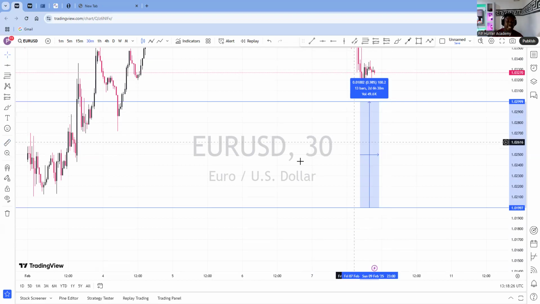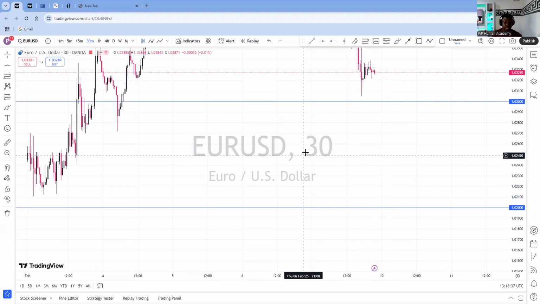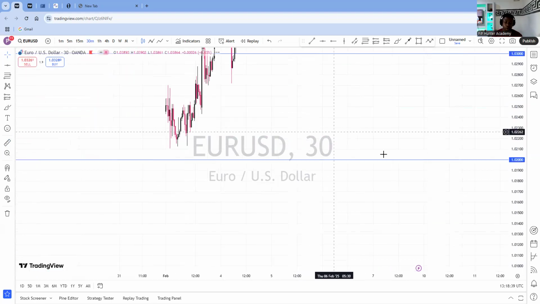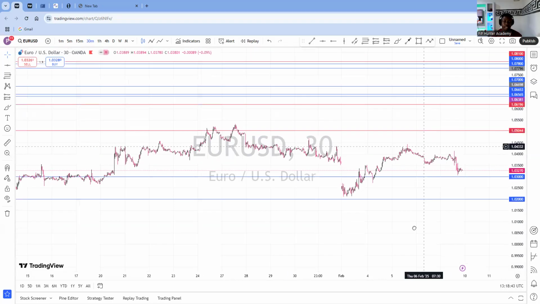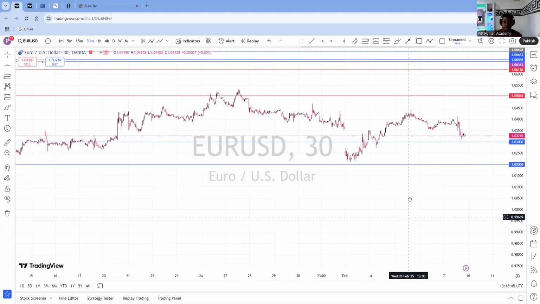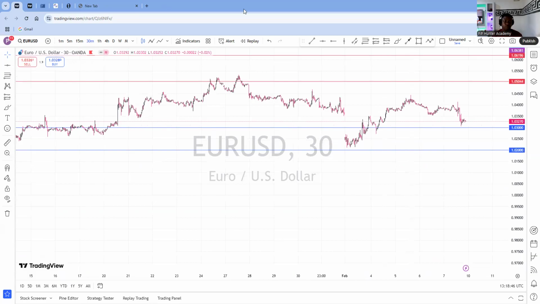All right. If you understand this analogy, it becomes very easy to calculate pips on everything you see. Apply this knowledge and you will be able to calculate pips for everything you see in the market.